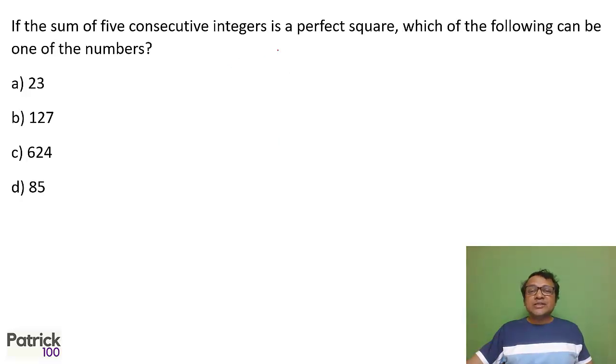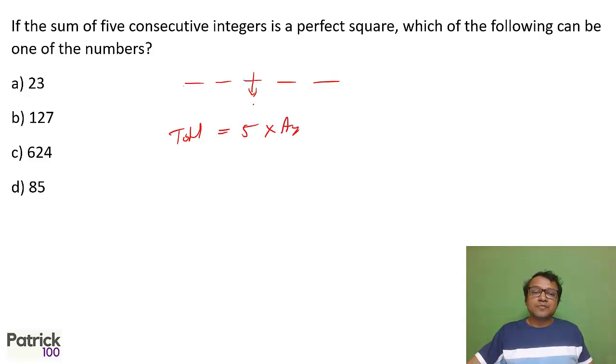The sum of 5 consecutive integers is a perfect square. Which of the following can be one of the numbers? So you have 5 consecutive numbers. The average is the middle number. So the total sum is 5, the number of numbers, into the average, the middle number. Now let me find out which can give me a perfect square. When the average is 5, 5 into 5 is 25, which can give me a perfect square, because I can make out that the perfect square has to be a multiple of 5. So 5 squared, 25, because we are multiplying by 5.